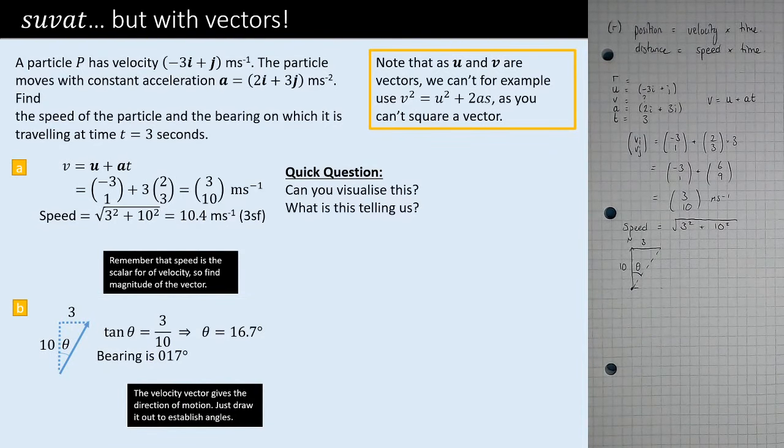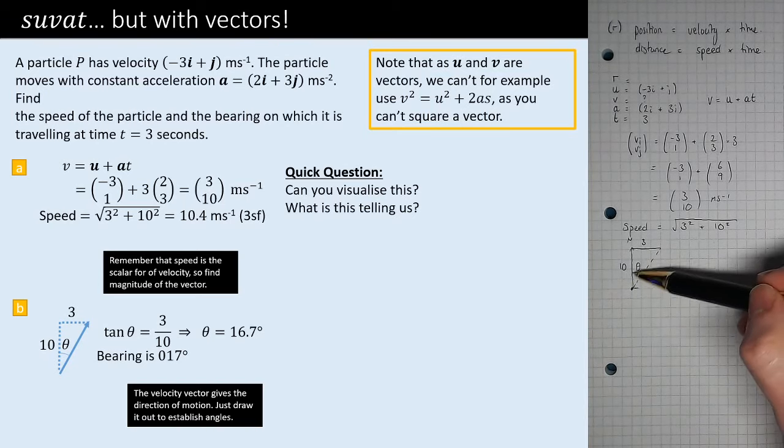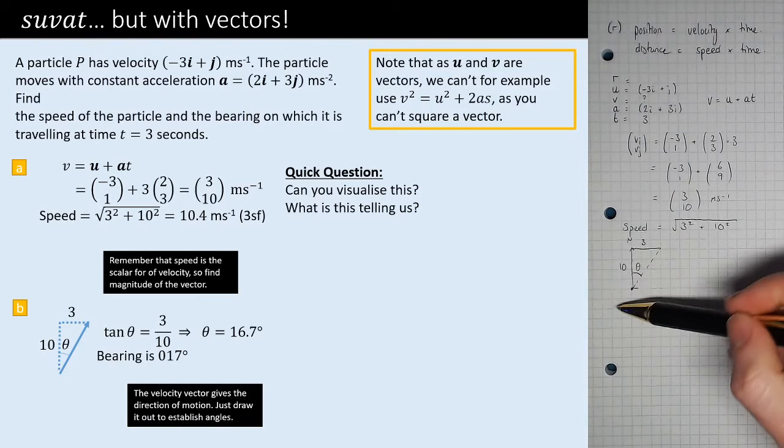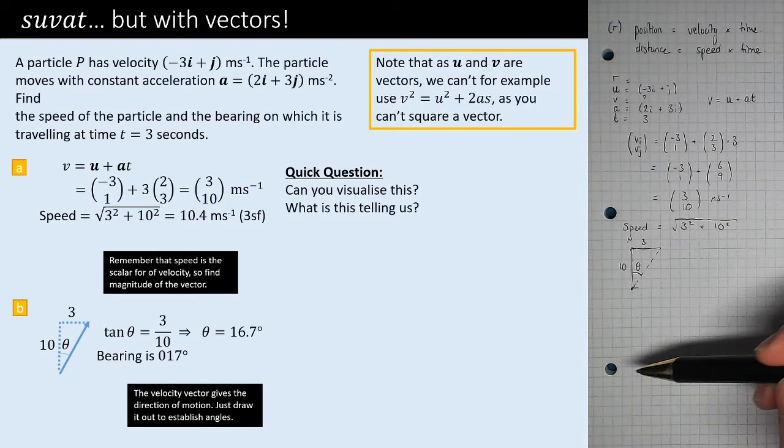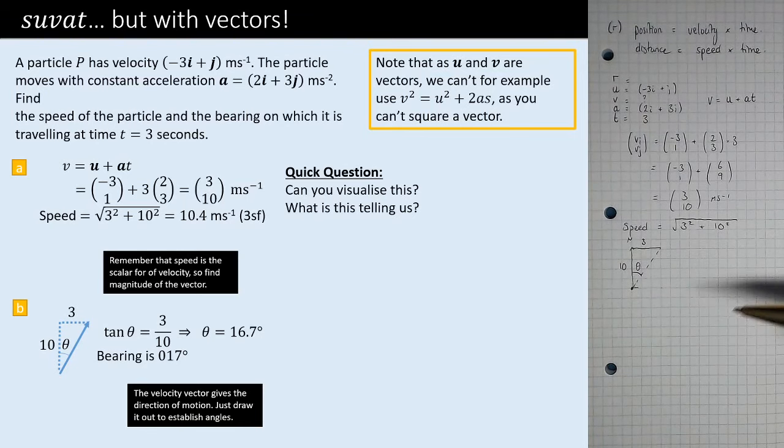And as I've just put up on screen, we've got our opposite, we've got our adjacent, which is why we can use tan. And then inverse tan of 3/10 will give us our angle, 16.7. And remember that bearings must be written in 3 figures. It's a thing from GCSE maths, but we still need to make sure that we follow that properly.